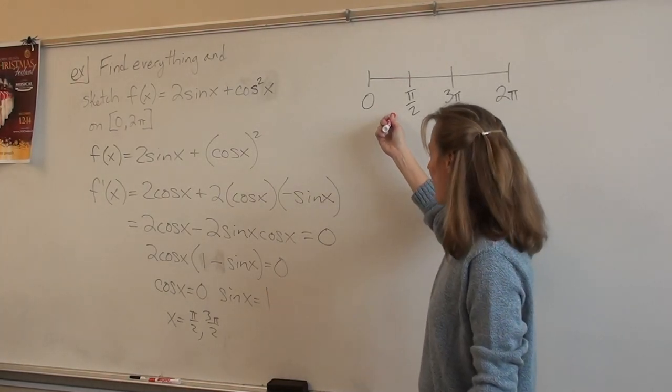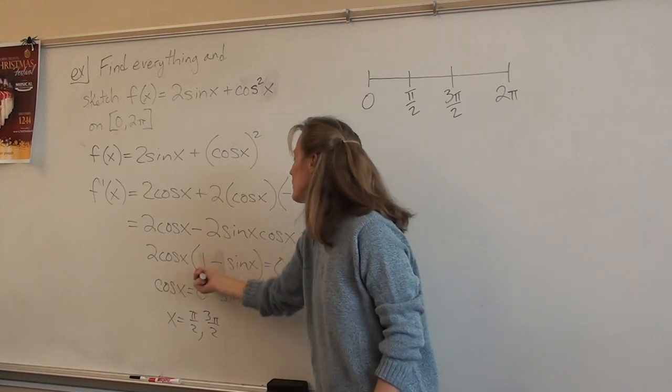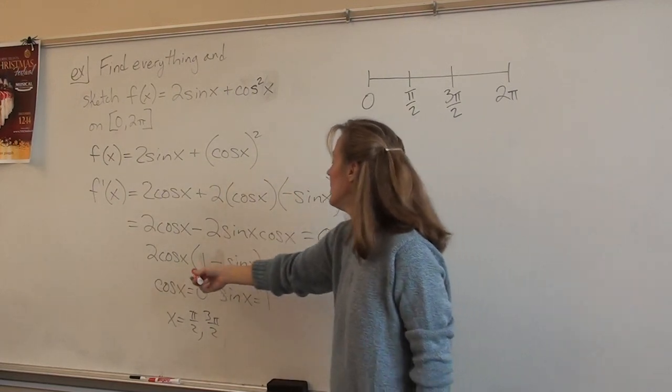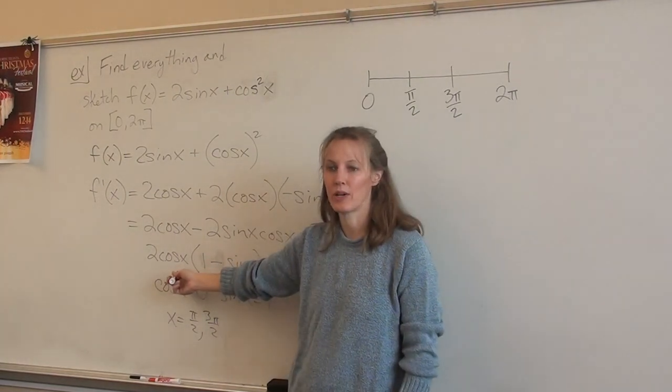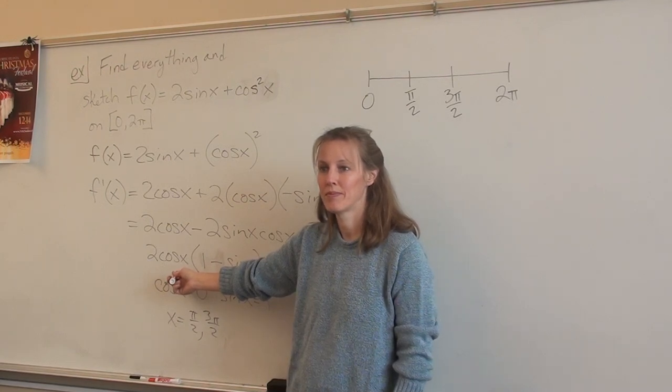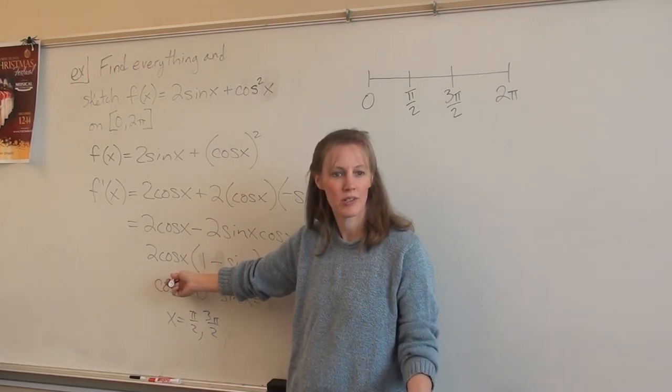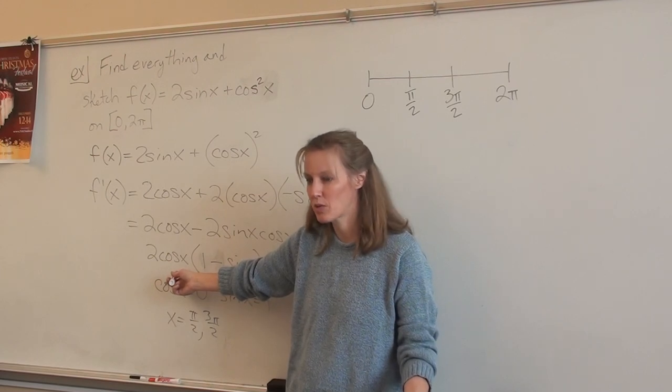From 0 to pi halves, we want to know if our first derivative is positive or negative. From 0 to pi halves, is cosine positive or negative? Positive, right? First quadrant, everything's positive in the first quadrant.